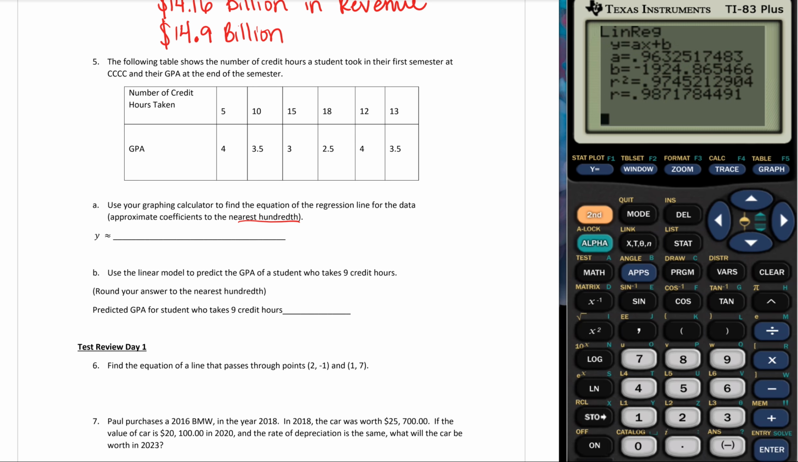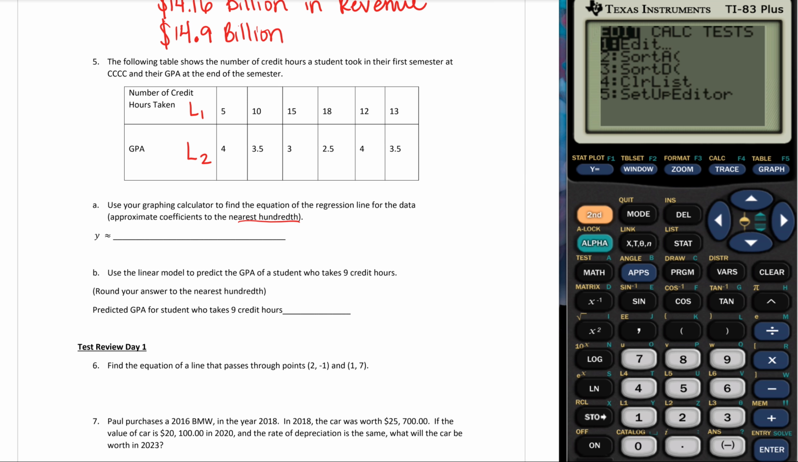So we are going to now look at question 5. It says the following table shows the number of credit hours a student took in the first semester at Coastal and their GPA at the end of the semester. So I have a table. I know more than likely I'm going to have to end up doing a list 1 and a list 2. And then I double check it because at A it says use your graphing calculator to find the equation.